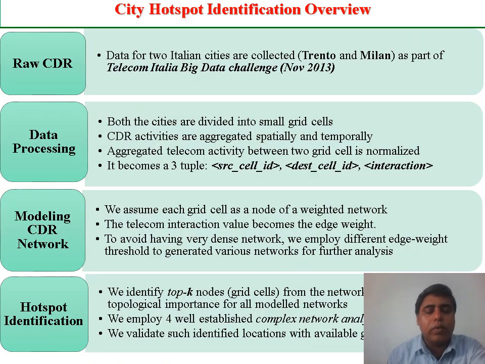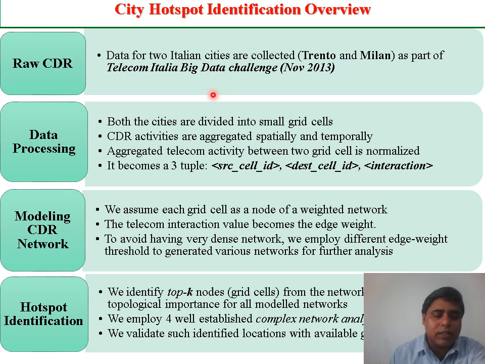Now, the whole work, that is identification of city hotspots, is divided into 4 parts. The first part is collecting the raw CDR data, that is telecom call detail records, where various details like source cell ID, that is where the call is made from, destination cell ID, where the call is made to, and interaction, that is the amount of call, the call duration, or SMS or internet access, etc.